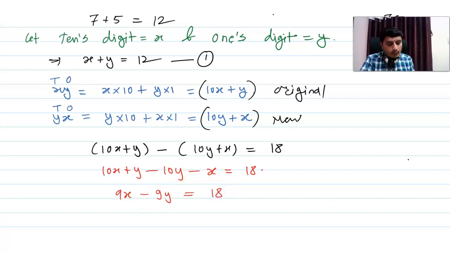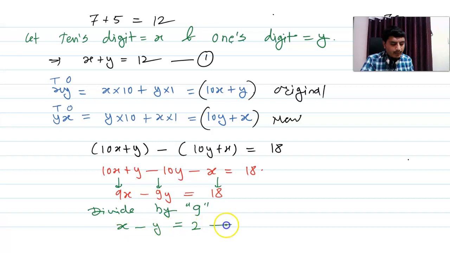Here the coefficients of x and y as well as the constant are all divisible by 9. So we divide the whole equation by 9. We are getting 9x divided by 9 is x, minus 9y divided by 9 is minus y, equals 9 twos are 18, that means x minus y equals 2. Call it equation number 2.